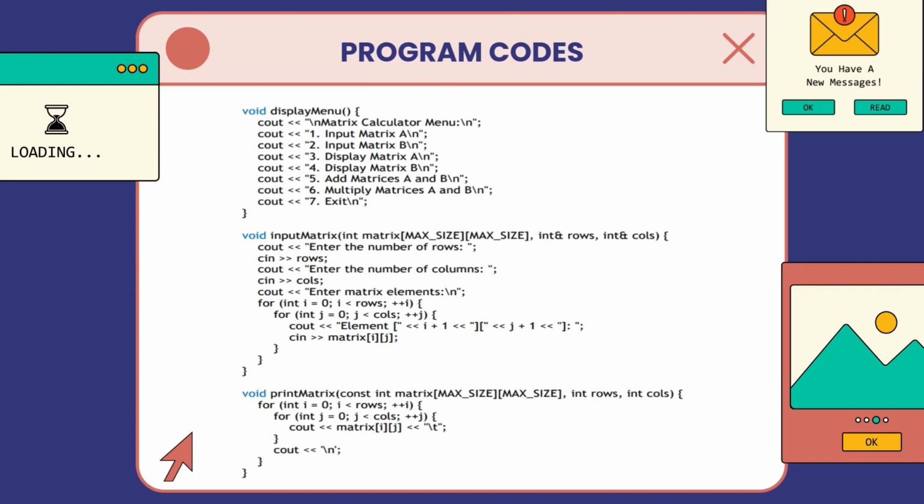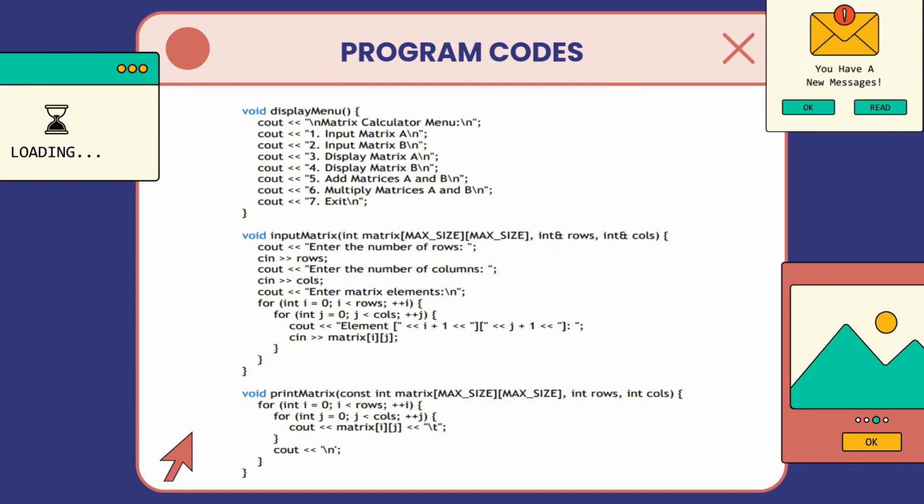So first of all, input matrix A and B is actually to ask the user for the number of rows and columns for the matrices. Then the display matrix A and display matrix B are the output after taking the input from the users, where the matrices are to be printed and displayed back on the screen.